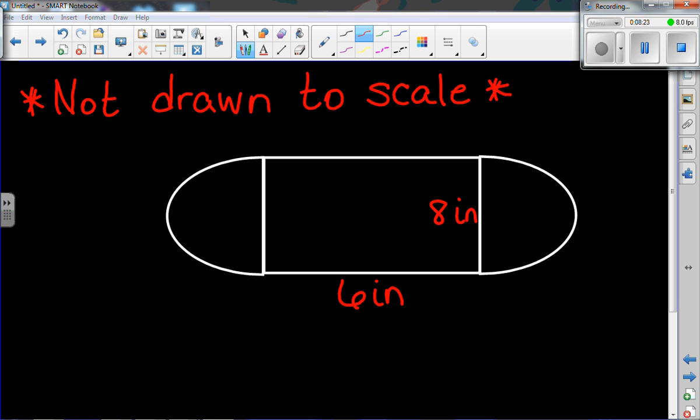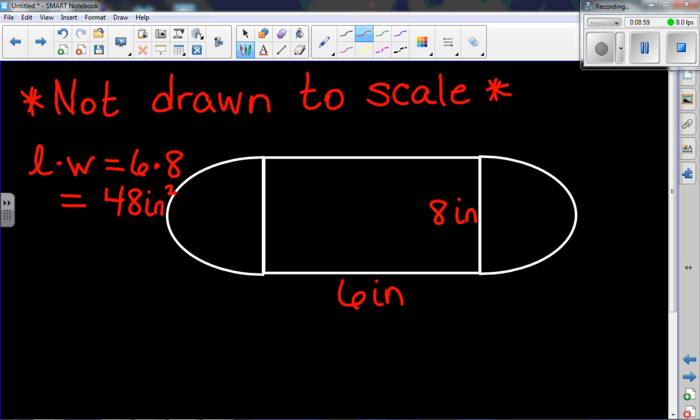Okay, we are going to find the area of this shape. Notice that we have a rectangle in the center. We're going to find the area of that first. So, area of the rectangle is length times width. So that is 6 times 8, and we get 48 inches squared for the area of the rectangle. Keep that off to the side, and now we have to look at 2 shapes on each side of the rectangle. We have a semicircle on the left side and a semicircle on the right side.